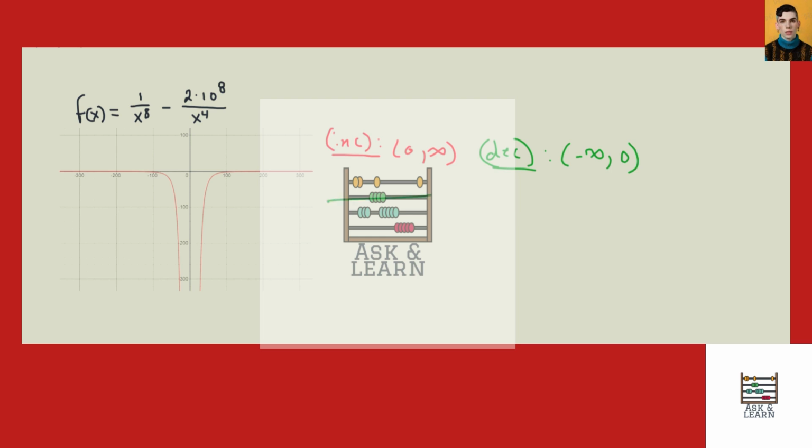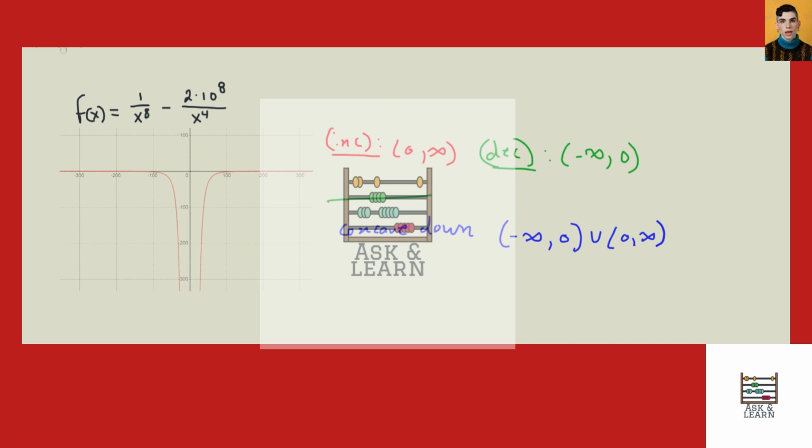And then for concavity, well, it looks like it's just concave down on each side. So it just looks like it's going to be concave down, and that just looks like it's going to be from negative infinity to 0, union 0 to infinity. So it doesn't really look like it's going to be concave up anywhere.